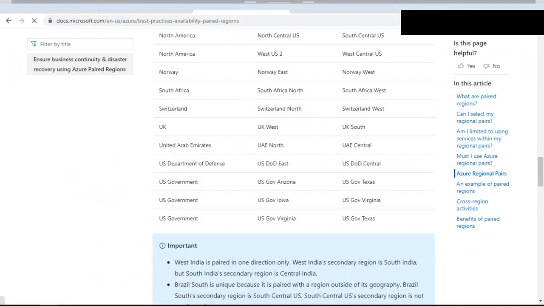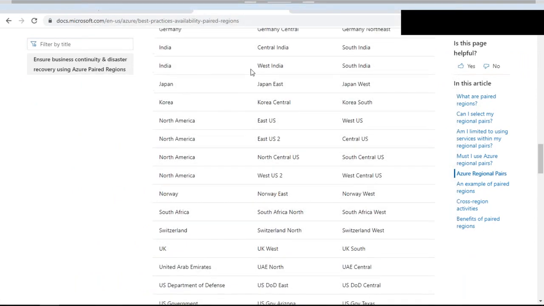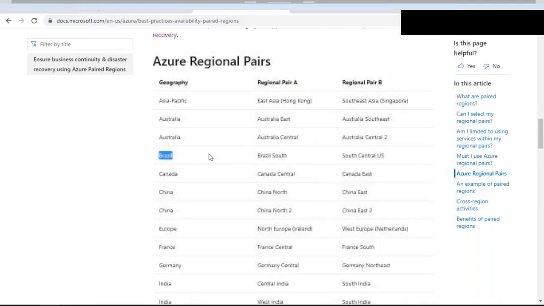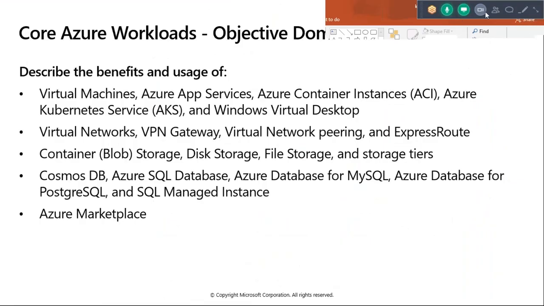So I got your point. You're saying that Africa was not considered. Rather, you will get it as Brazil as a region. See, Brazil South and South Central US. So Brazil is the location where your things come. So rather than saying it as Africa, they give you Brazil. That's something that Microsoft has as a term.